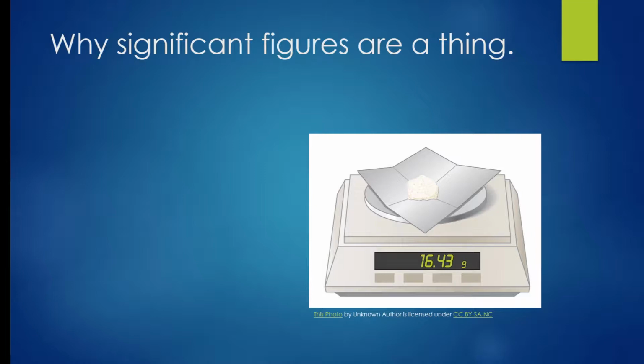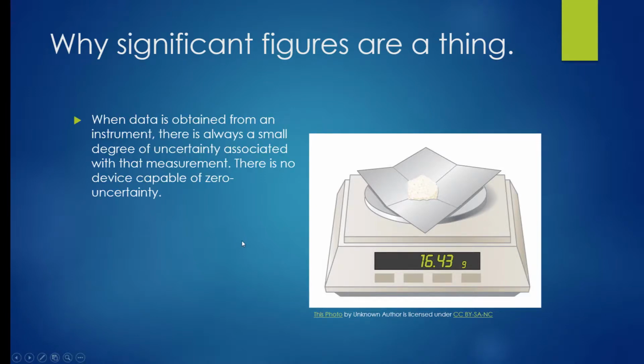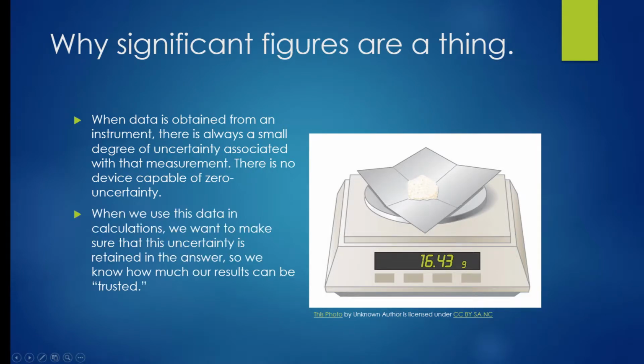Why are significant figures a thing? Well, when data is obtained from an instrument, there is always a small degree of uncertainty associated with that measurement. There is no device capable of zero uncertainty. When we use this data in calculations, we want to make sure that this uncertainty is retained in the answer, so we know how much our results can be trusted.